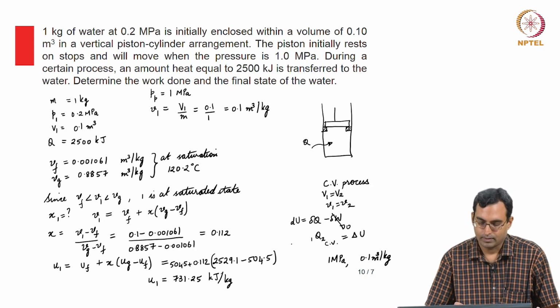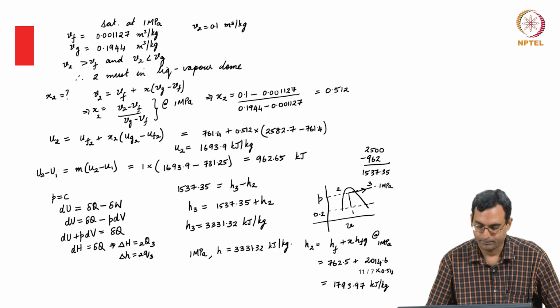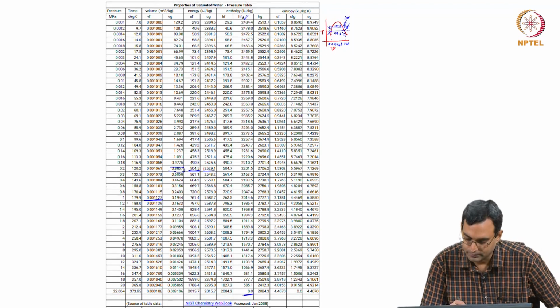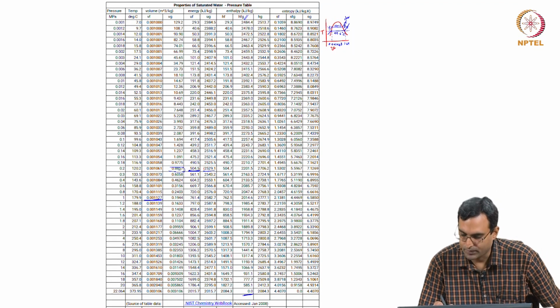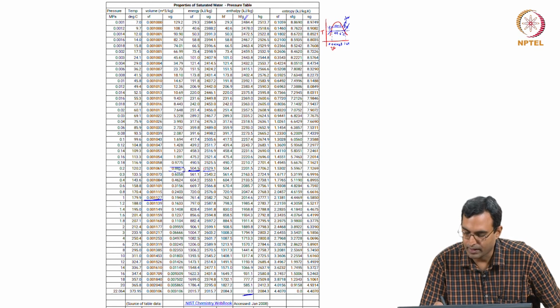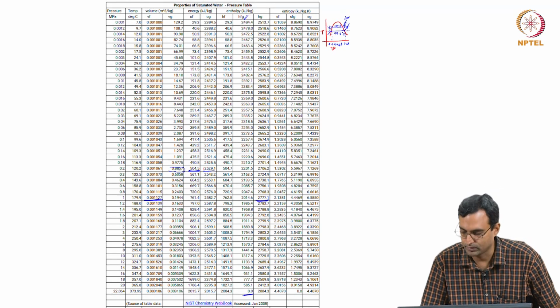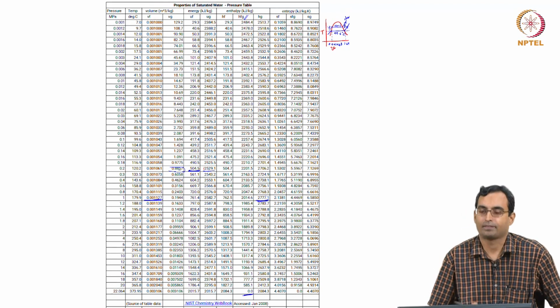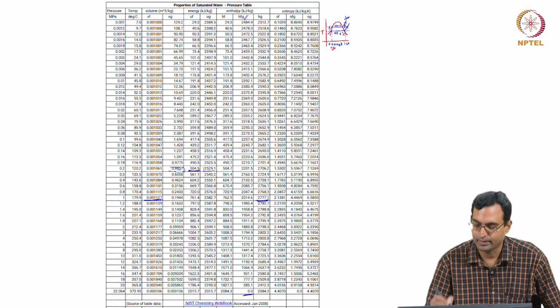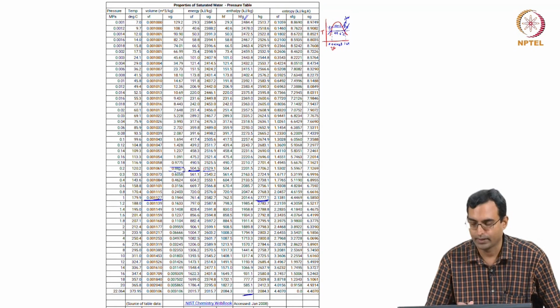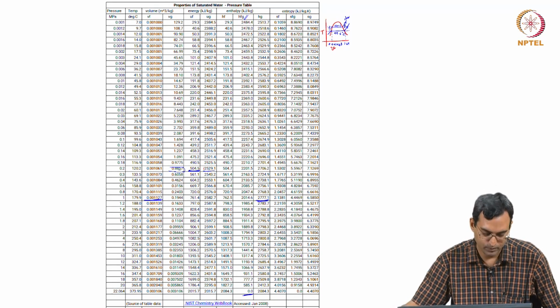So, if I go back to the steam tables, at 1 megapascal, if it was saturated vapor, it would have a value of enthalpy of 2777 kilojoule per kg. The value which I have, which is 3331, is greater than this. So, therefore, it must be superheated vapor. So, I now need to go to the superheated tables.